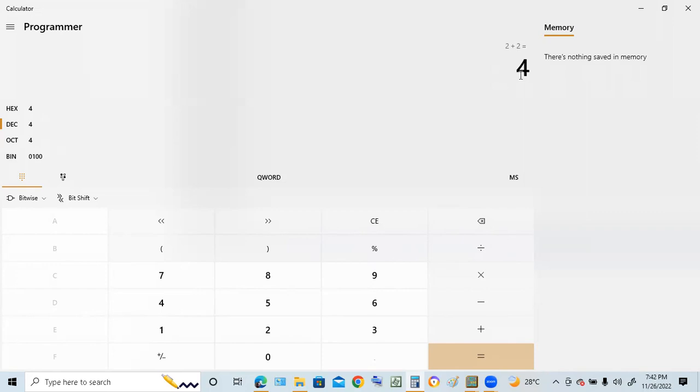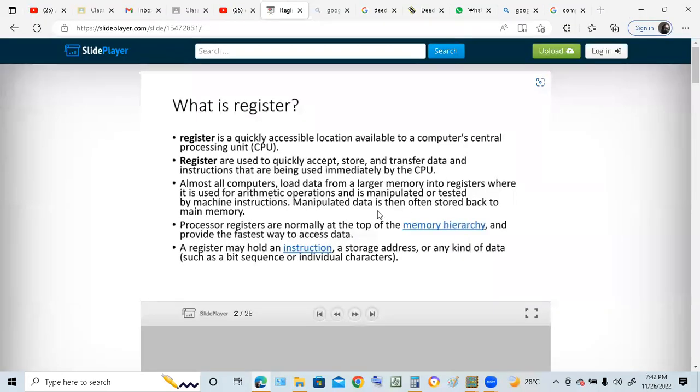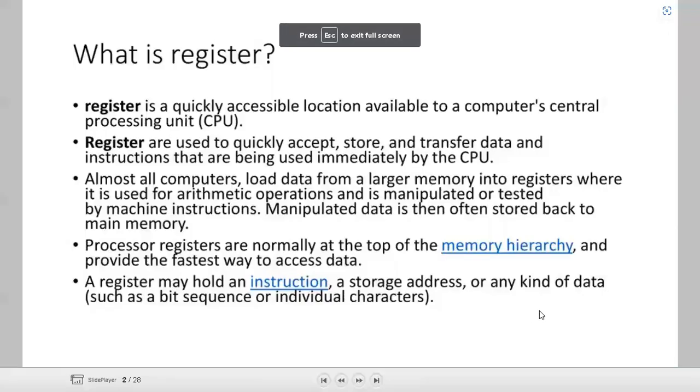I can do several things with this now. I can save it or I can discard it. When you say discard, I can throw it away. So that's what takes place right here. The manipulated data is then often stored back to the memory. Because the data that I put in is what? 2 plus 2. 2 is data. 2 is not information. 2 is data.